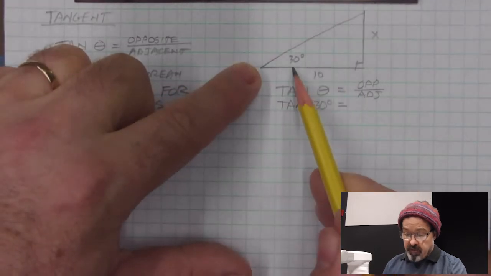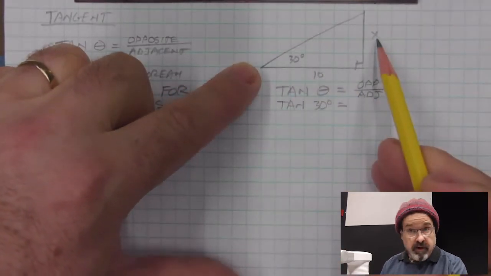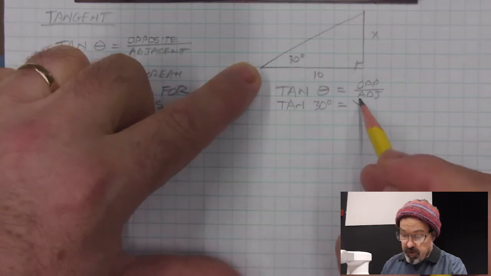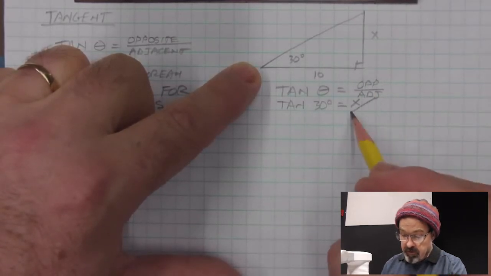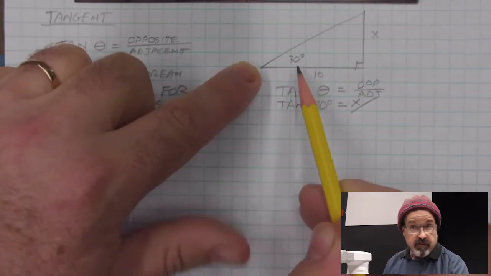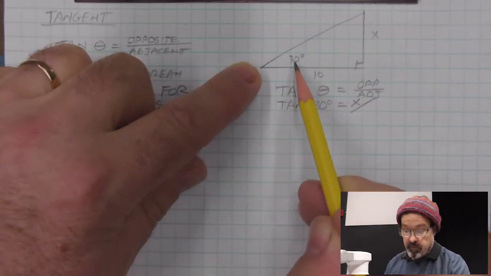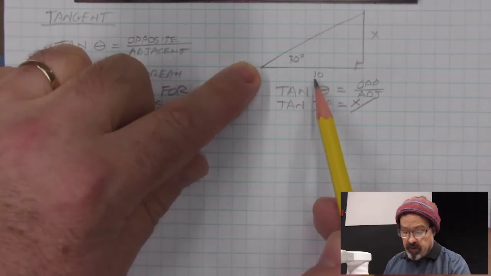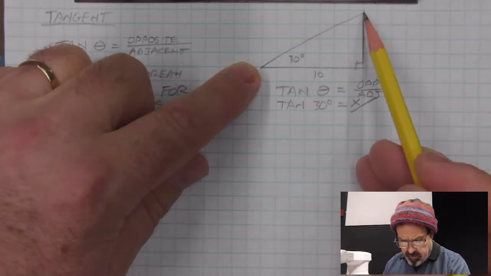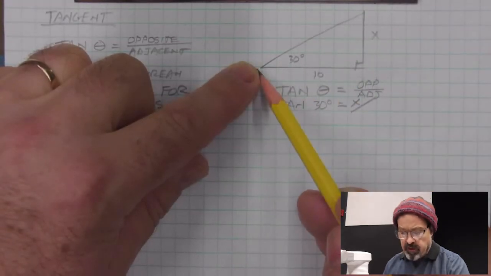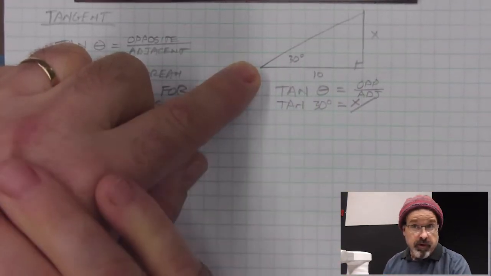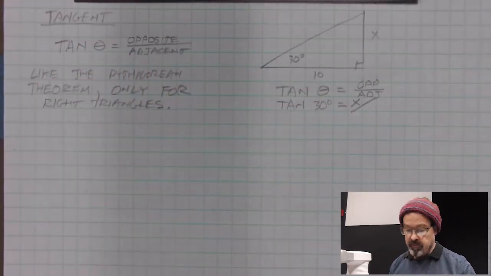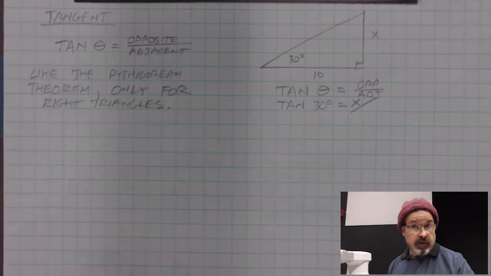The side opposite this 30-degree angle is x. So for the opposite, we substitute x. And we're going to divide by the side adjacent to the 30-degree angle, which is 10. Adjacent means next to, and the hypotenuse, which is unlabeled, is next to the 30-degree angle, but it's the hypotenuse. So we don't consider the hypotenuse to also be adjacent.